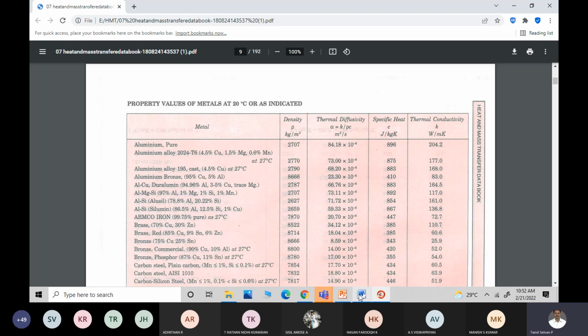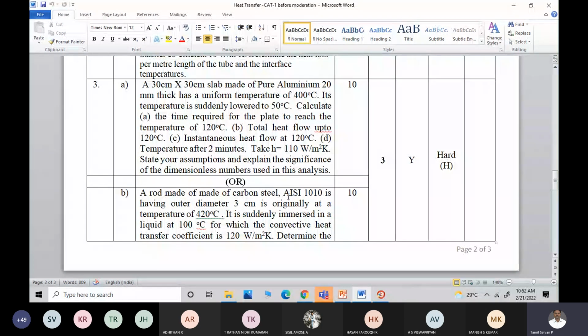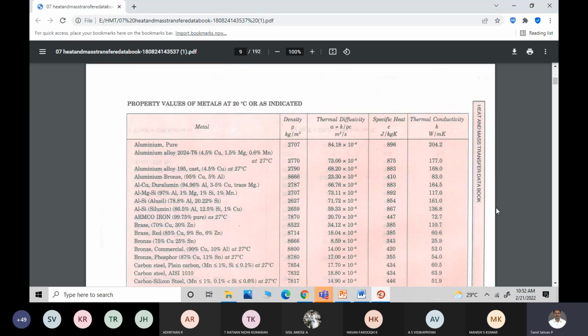Similarly, the other material given in the problem is carbon steel AISI 1010. So you can see here at the bottom of the screen 7832. All of you are able to see this? Yes, sir, visible. Yeah, 7832, and the alpha value, and similarly the C value, that is specific capacity, joule per kg Kelvin.